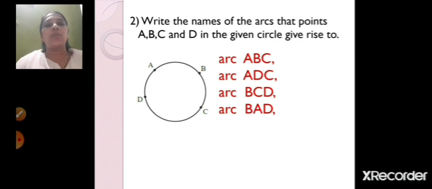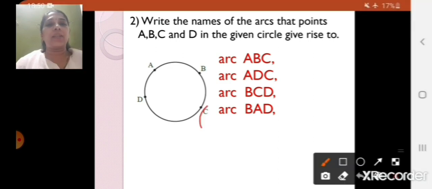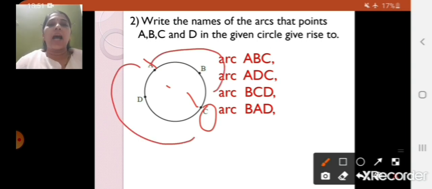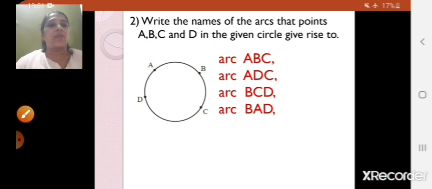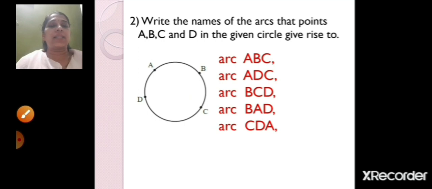Now let's go to point C. I will take the point C over here. Now I will make a dotted line between the point C and A. So now what will your arc be? Your arc will be CDA and CBA. Arc CDA and arc CBA. So note it down, arc CDA and arc CBA.